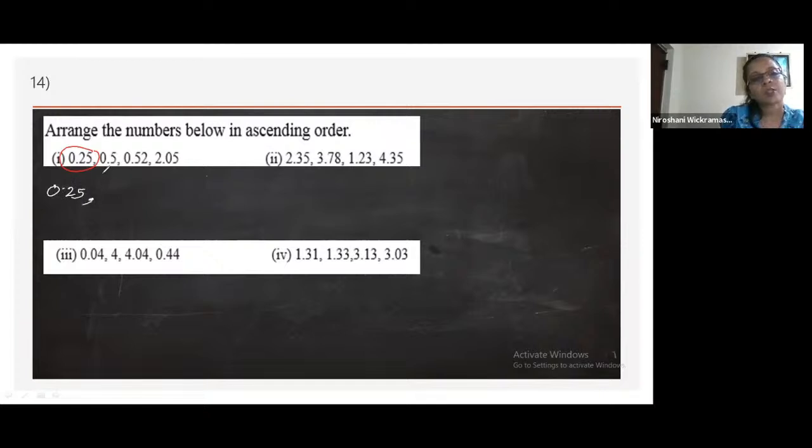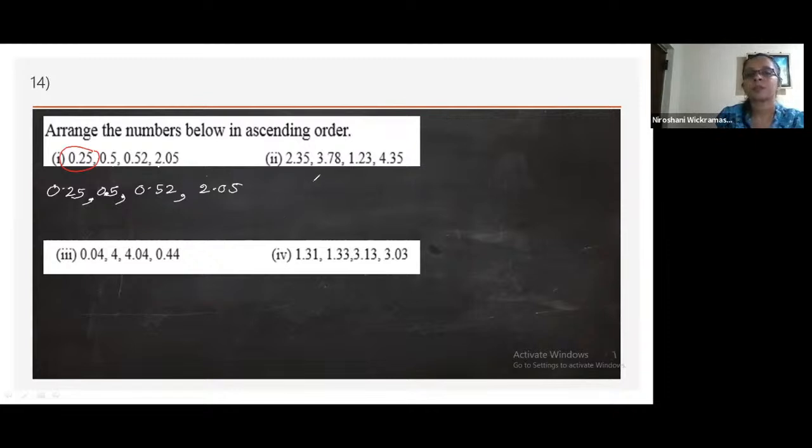Next smallest one, 0. Now this is the largest one at the unit place number, but others don't have a unit place number. Here 1/10 place 5, here 5. These two seem to be equal, but here there is nothing, meaning 0. Then next this one, 0.5. Next number is 0.52. Next number 2.05. The same order, right? If you arrange in the ascending order.